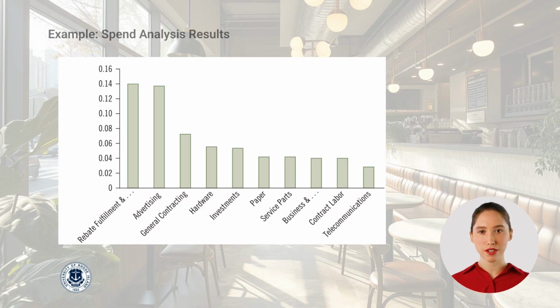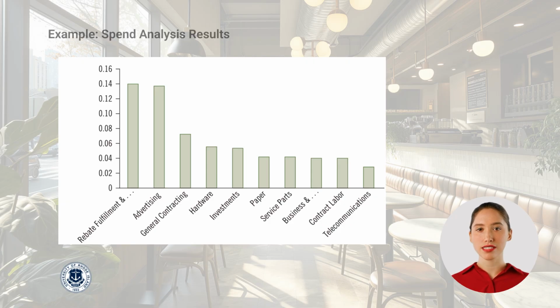As we move further to the right, we see a long tail of smaller categories such as paper, service parts, business services, contract labor, and telecommunications. Individually, each of these represents a relatively small share, but collectively, they still matter. This pattern, a few large categories and many smaller ones, is very typical in spend analysis and is often referred to as a Pareto-like distribution.